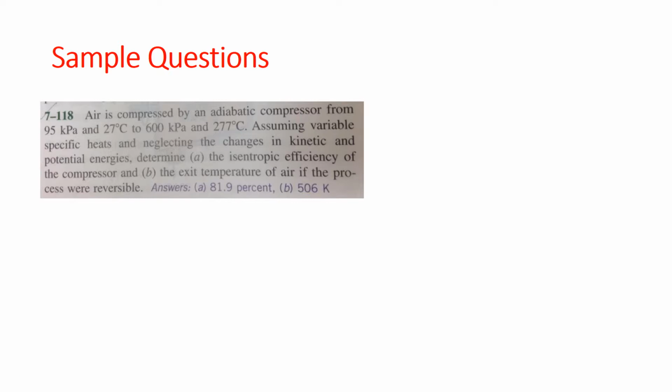What is given in the question? Air is compressed by an adiabatic compressor. It is given: adiabatic compressor. Okay, so that word you should make sense of. It is compressed from 95 kilopascal and 27 degrees Celsius to 600 kilopascal and 277 degrees Celsius. Okay, so you will take down the pressures and the initial and final temperatures.